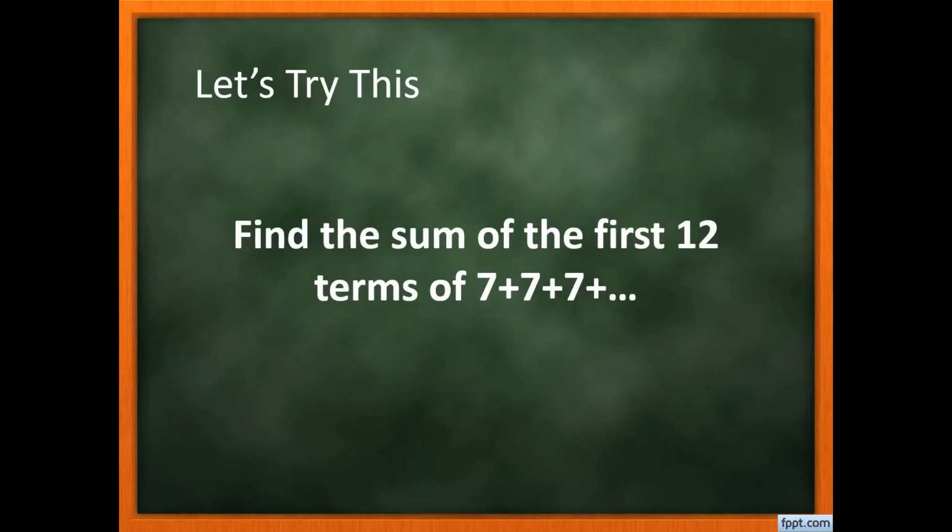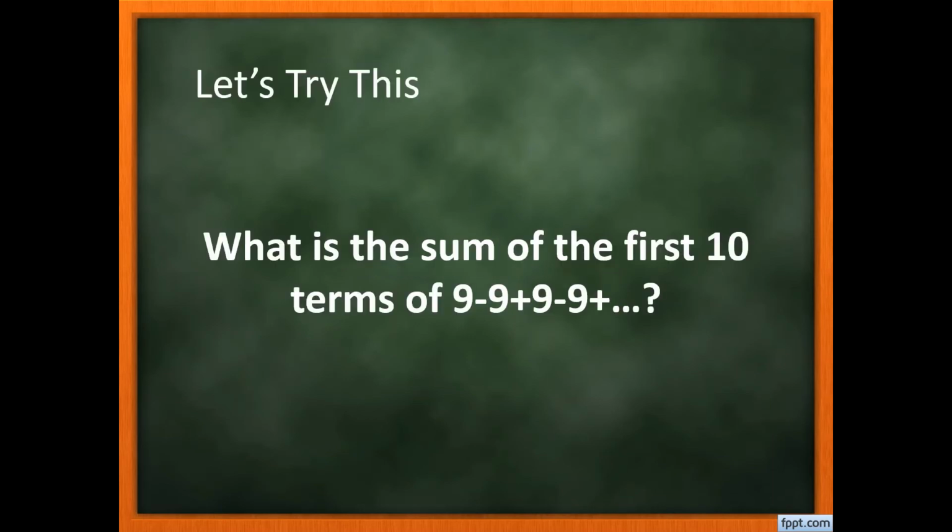Let's try this. Find the sum of the first 12 terms of 7 plus 7 plus 7 and so on. If your answer is 84, then you're doing great. What is the sum of the first 10 terms of 9 plus -9 plus 9 plus -9 and so on? If your answer is 0, then you are correct.